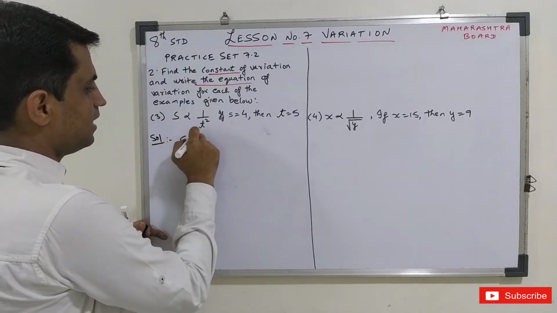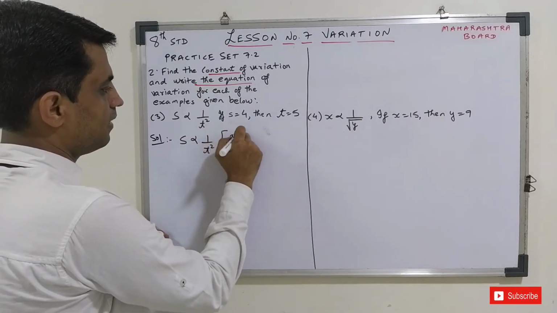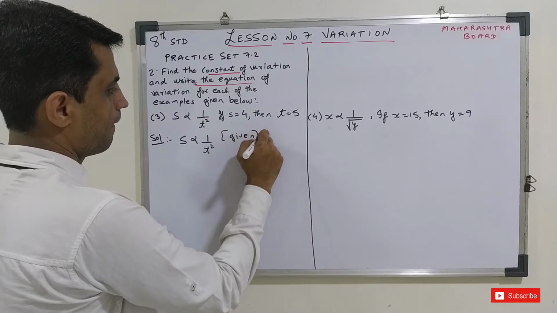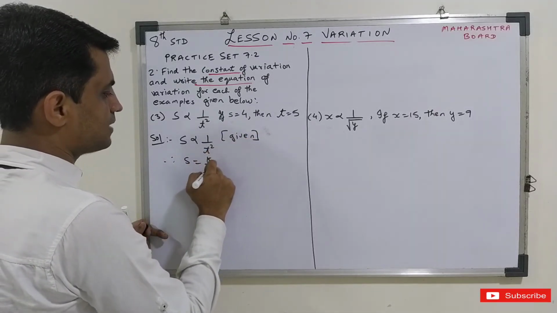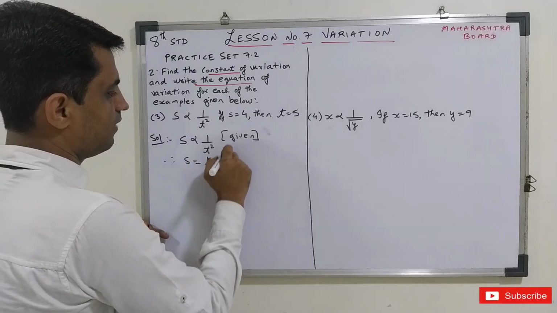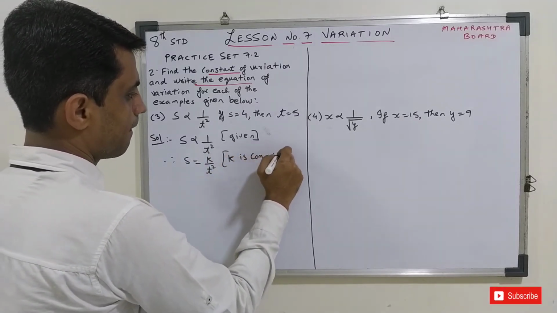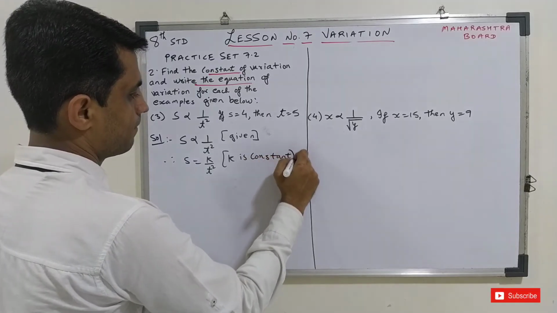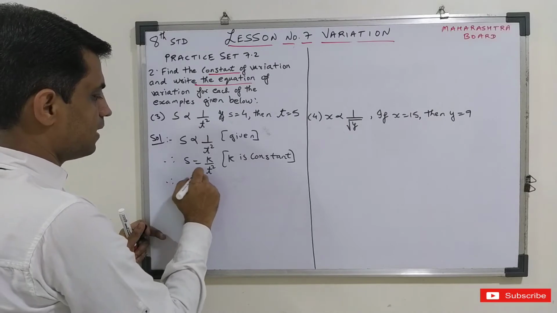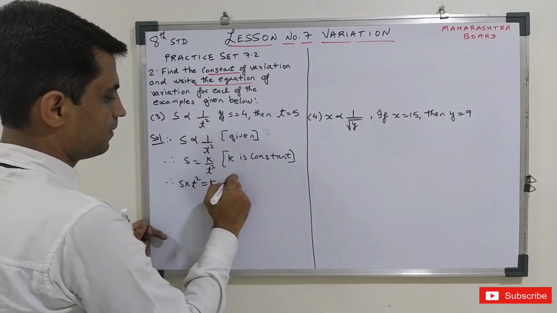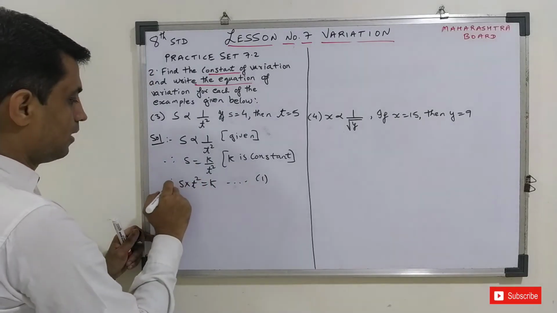Solution: S is inversely proportional to t square. That is given. It means we get S is equal to K upon t square. In mathematical form we are writing this. K is constant. So you will get S into t square is equal to K. And this you will write as 1, by cross multiplying.